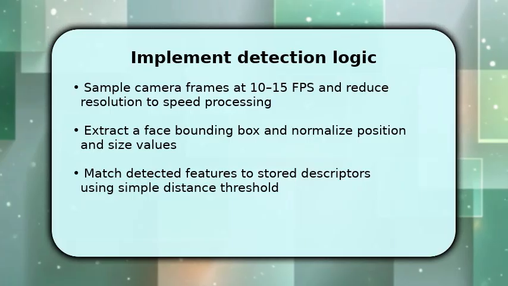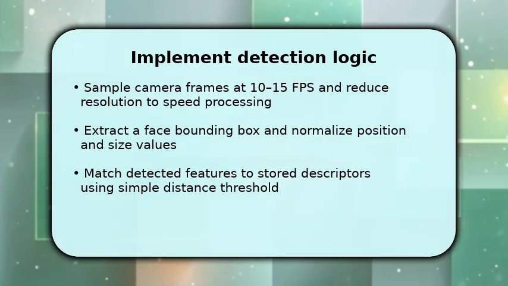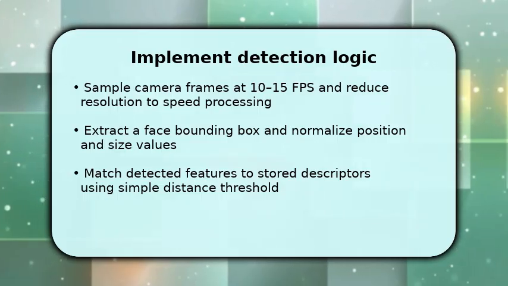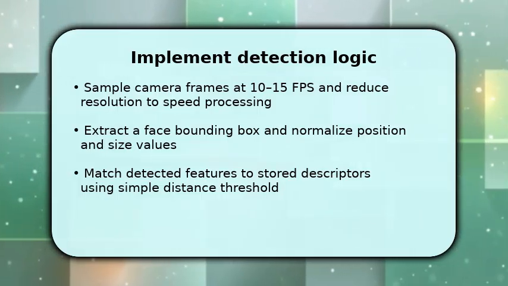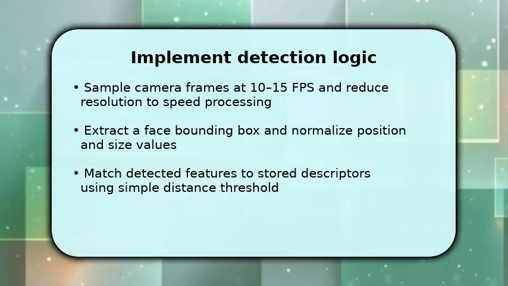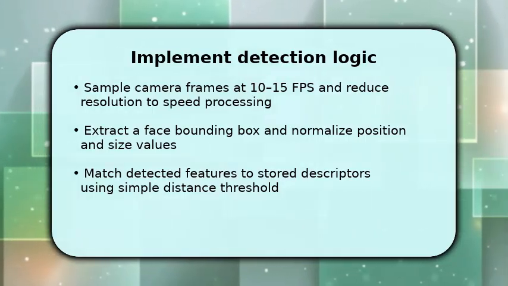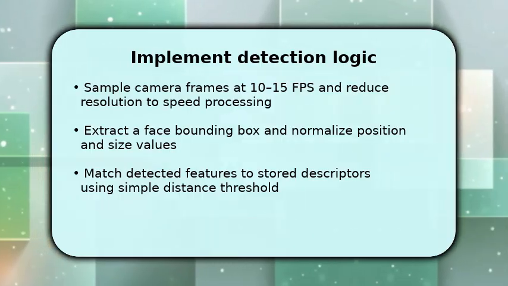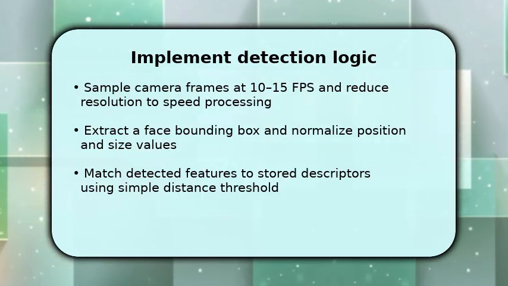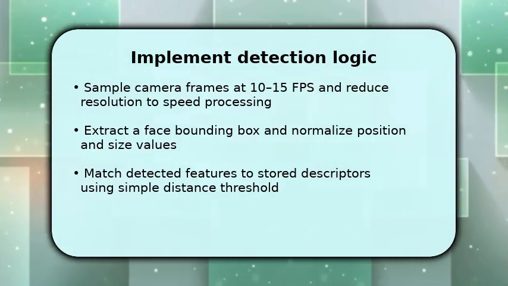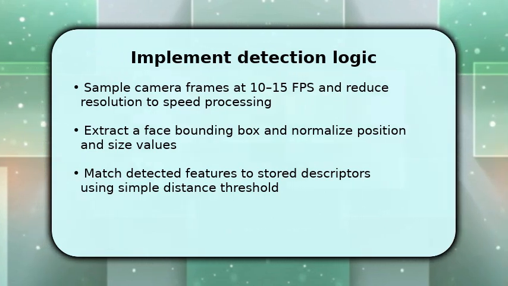Next, you implement the detection loop inside the detector sprite. Pull the camera at 10 to 15 FPS and downscale frames to reduce lag. This keeps Scratch responsive. Then run a face localization routine that returns a bounding box. Normalize those coordinates so they work across stage sizes. After that, compute a simple descriptor or landmark set and compare it to your stored reference using a distance threshold. If the value is below the threshold, you treat it as a match.